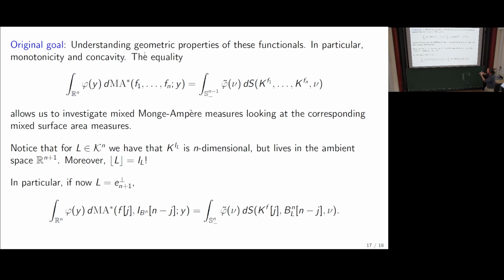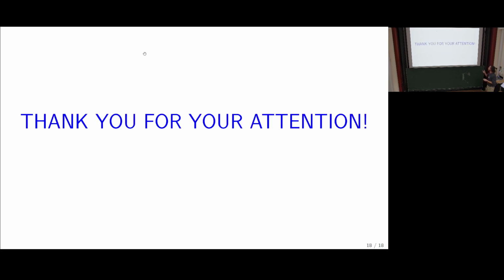Now from these, the same integral formulas that I showed you before can be written now for these functional intrinsic volumes, and then hopefully this is something that is done already in the paper, but we're still working on that. Then more properties of these functional intrinsic volumes could be understood. And that was my time.